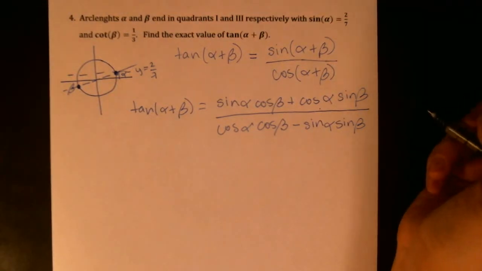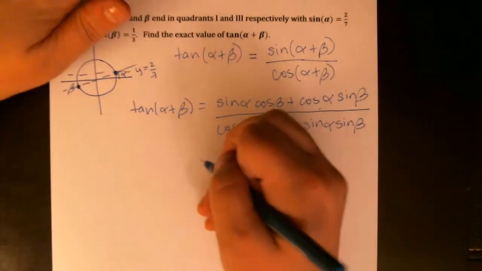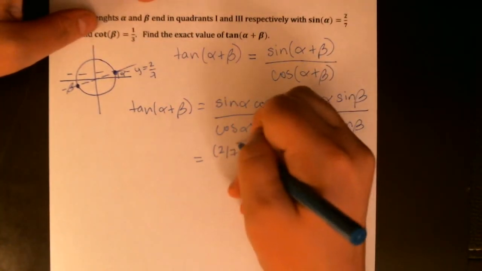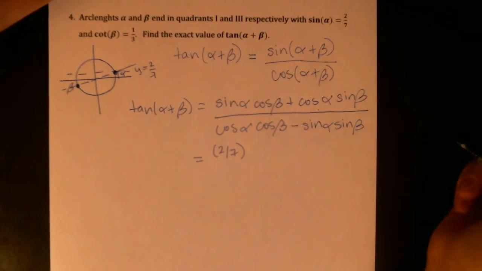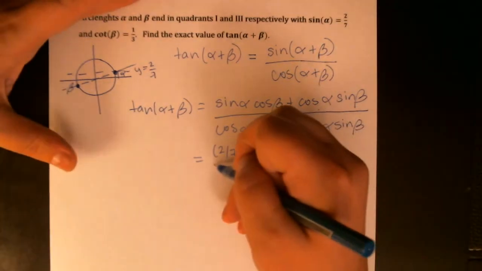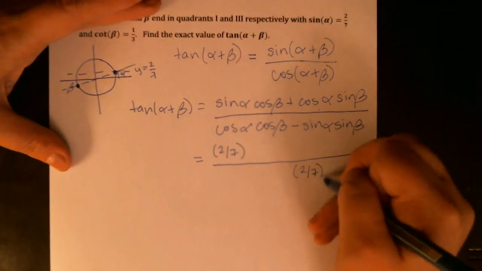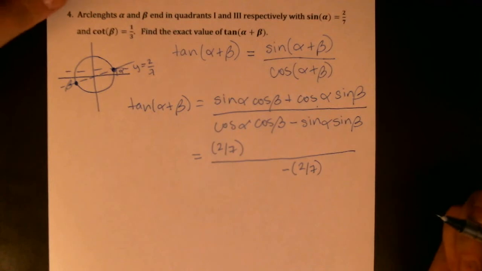Okay, so we need a lot of information, and we do have some of it. We know that sine alpha is 2/7, and we know that we don't know sine or cosine of beta. So let's go start some of that work. So here we can fill in 2 spots, and that's about it right now.